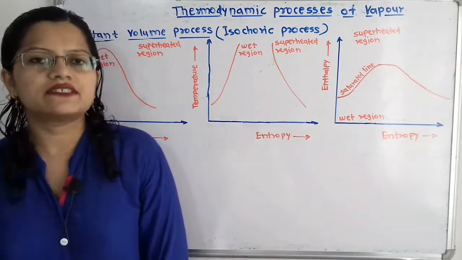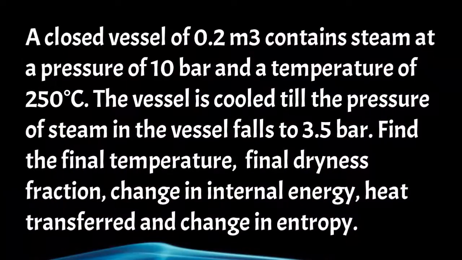Now I will read the second question. A closed vessel of 0.2 meter cube contains steam at a pressure of 10 bar and temperature of 250 degrees Celsius. The vessel is cooled till the pressure of steam in the vessel falls to 3.5 bar. Find the final temperature, final dryness fraction, change in internal energy, heat transferred, and change in entropy. So this was the given question.